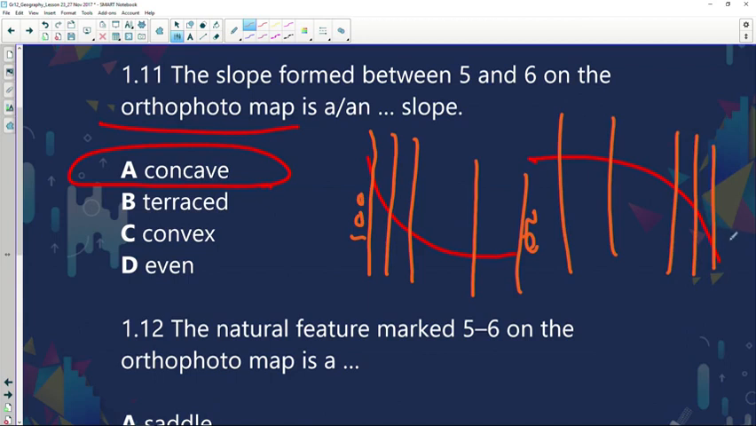So what can we say? 20, 40, 60, 80, and 100. So if you look at the slope between 5 and 6, it is similar to this.